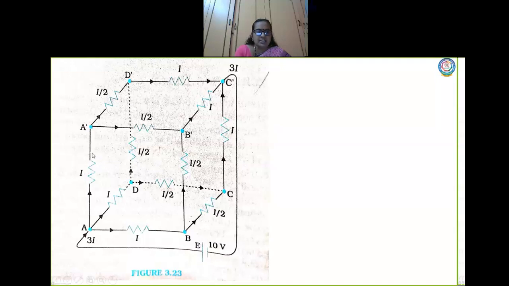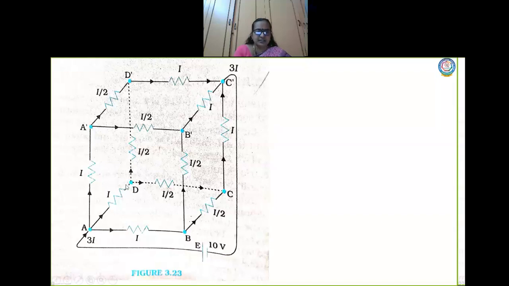Now I is split up as I by 2 along A dash B dash, and along A dash D it is split up as I by 2. So I is nothing but I by 2 plus I by 2, which is I, correct? So the current entering the junction A dash is I, and the current is divided among these two leads, A dash D and A dash B dash, as I by 2, I by 2. Is it clear?